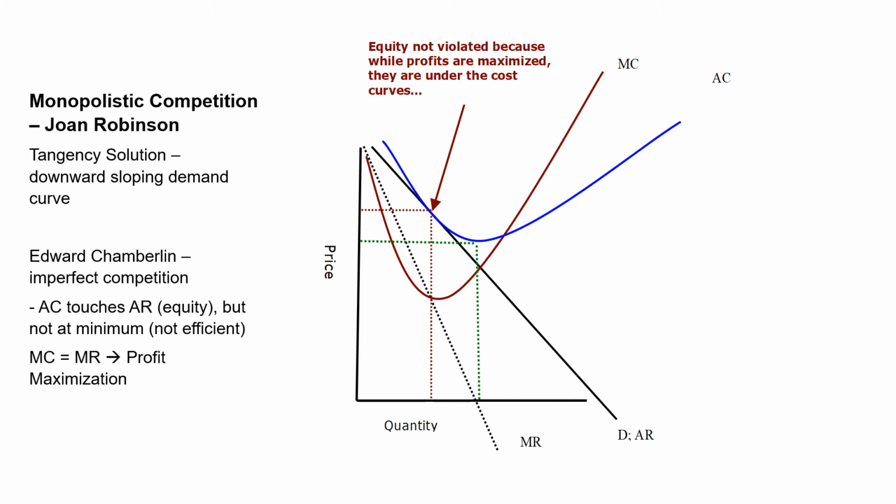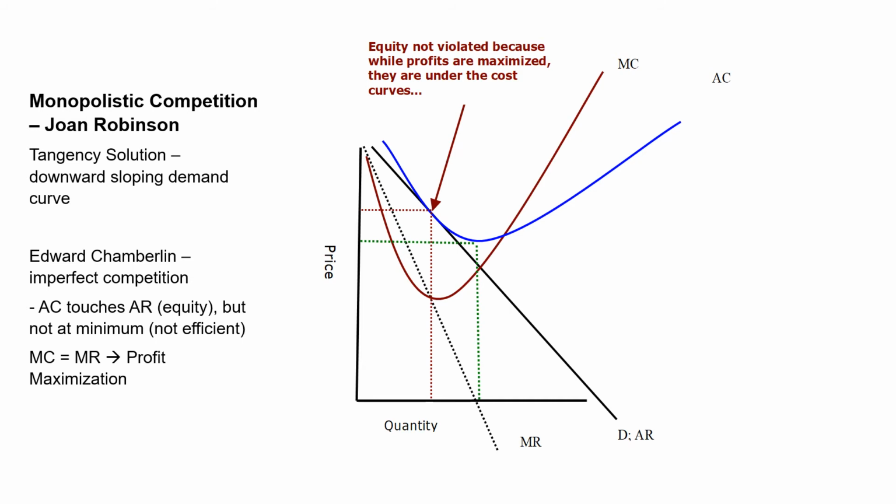Takeaway again is that it was called the Tangency Solution, and we're talking about downward sloping demand curves in general. So this is not perfect competition. And again, Edward Chamberlain, it's imperfect competition, or as the term we use, monopolistic competition. Actually, imperfect competition is probably a little more appropriate, accurate. But for whatever reason, most people refer to this as monopolistic competition. It's also called the Tangency Solution.